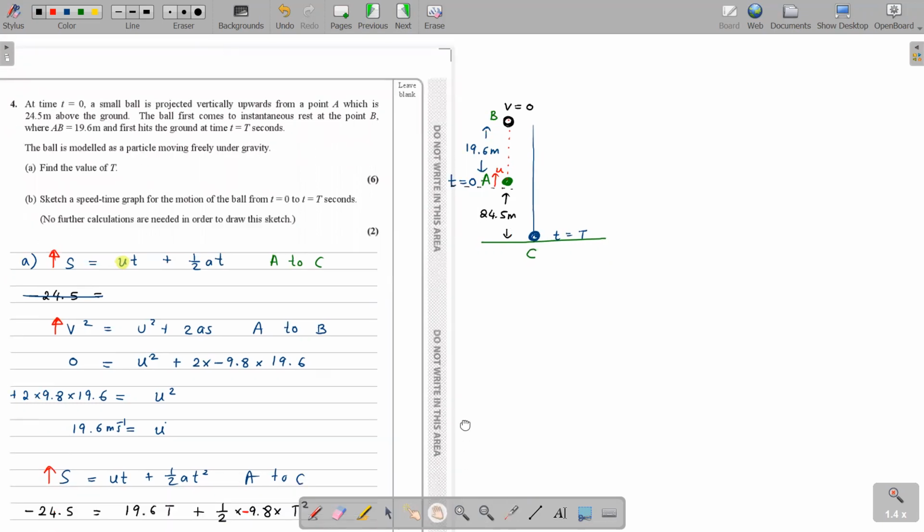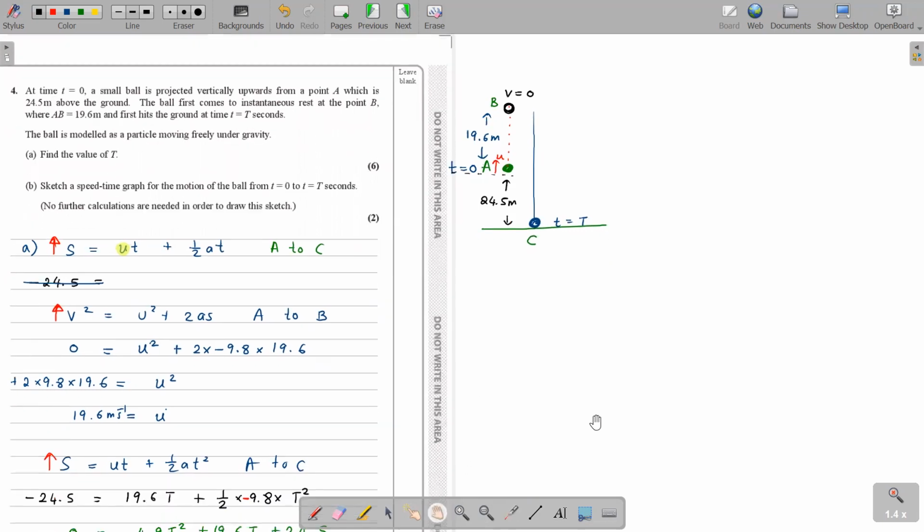Okay, now we'll move on to part B. Sketch a speed time graph for the motion of the ball from T equals 0 to T equals capital T. T equals 0 is the place where you start. T equals capital T is the place where you hit the ground. So tell me, how does the speed time graph work? It's not a velocity time graph, right? It's a speed time graph. Do you notice the word here? Speed time graph. So it's a scalar quantity, right?